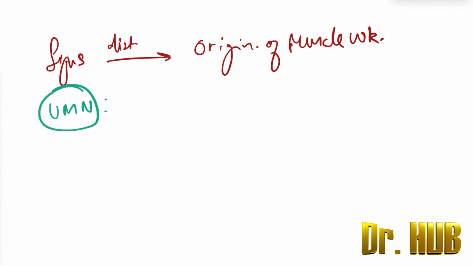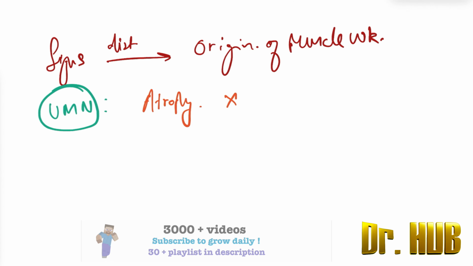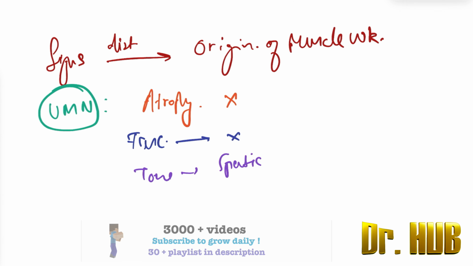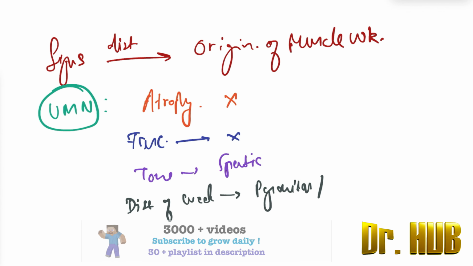Under UMN, we are going to check if there is atrophy. Atrophy, the answer is none. What about fasciculation? Under fasciculation also there is none. When you look at the tone, it is spastic. And when you're looking at the distribution of weakness, you can call it pyramidal or regional.